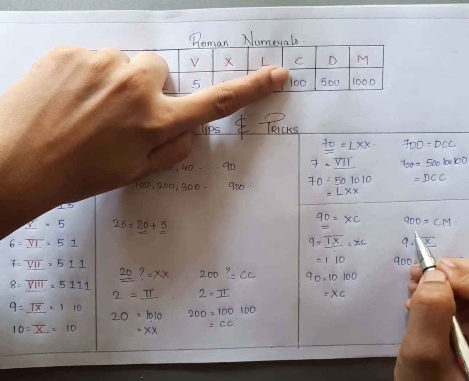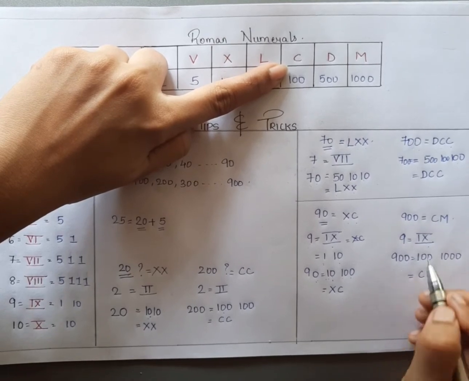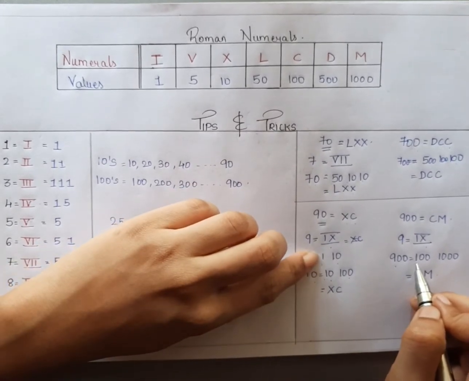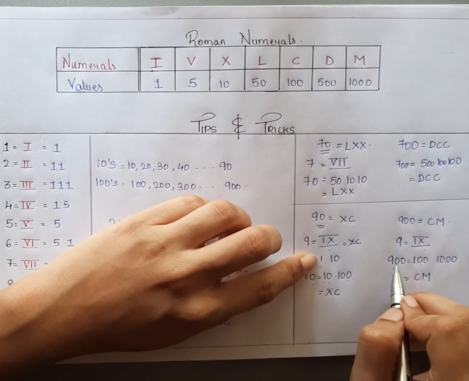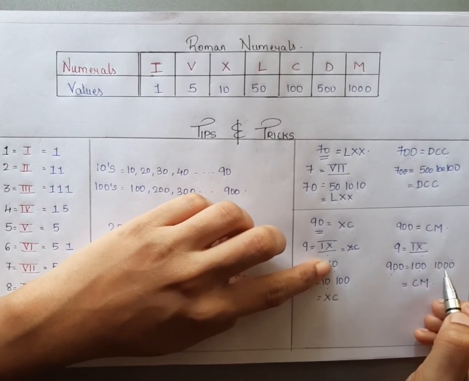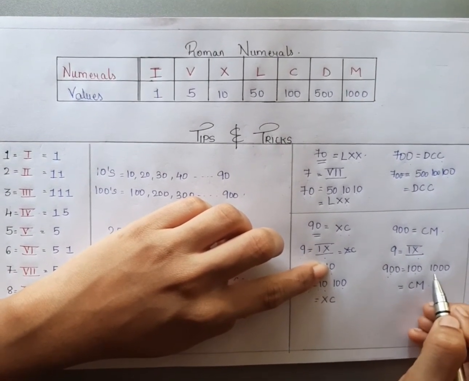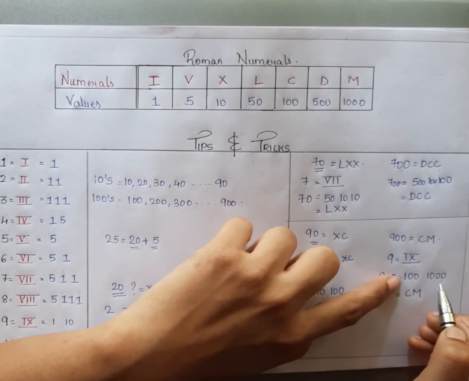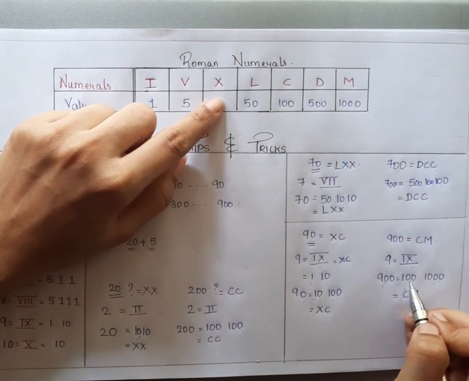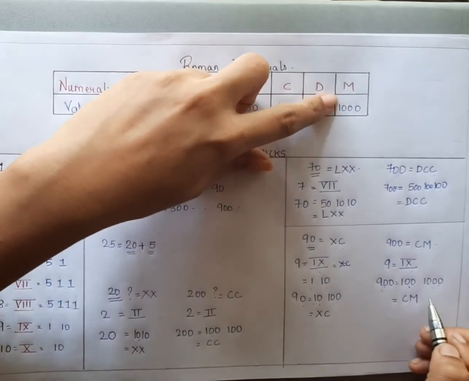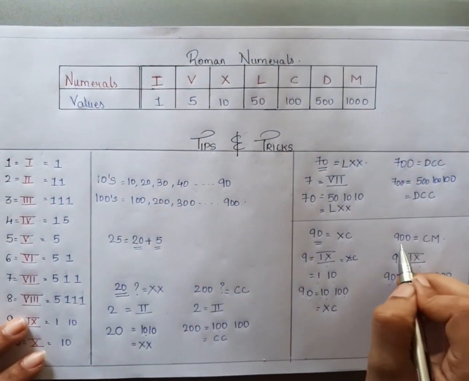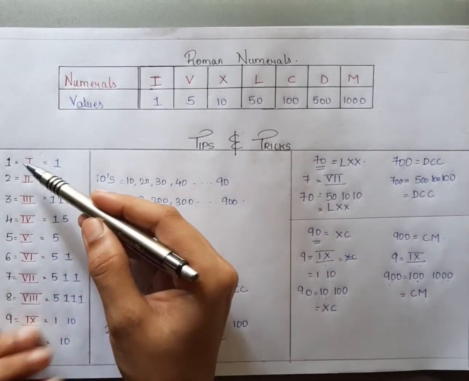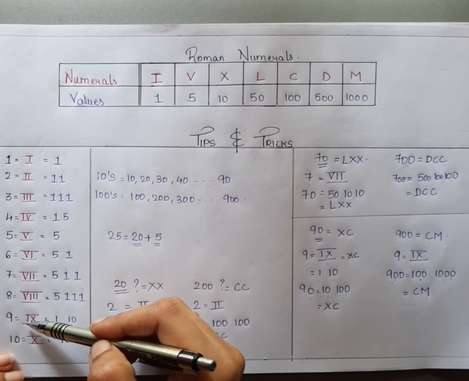And for 900, same rule. 9 is IX, so it became 900 on the left hand side. Here the 1 got converted into 100 because we added 2 zeros, and this 10 became 1000 because we again added 2 zeros. Then I replaced 100 and 1000 with the Roman numerals. For 100 it is C, and for 1000 it is M. So here we got the Roman numeral for 900. This is how the trick works. You just have to first find the Roman numeral of the digit, and then keep on adding zeros.